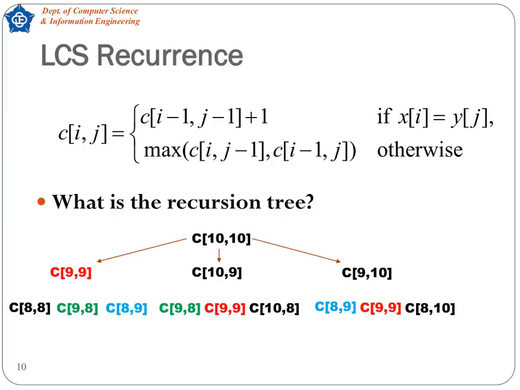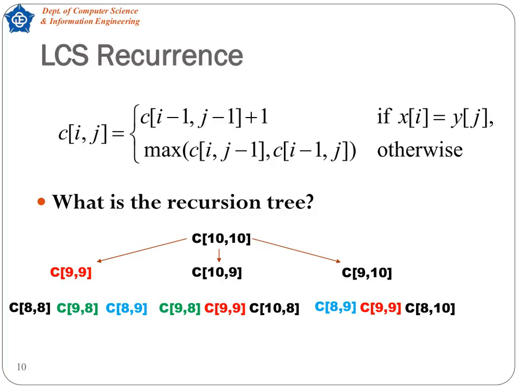Building on that, let's recall the classic LCS recurrence. To compute C[i, j], if x and y match, we take C[i-1, j-1] plus 1. Otherwise, we pick the larger of C[i, j-1] and C[i-1, j]. Now, picture calculating C[n, 10]. Because x does not equal y, we're forced to compute both C[n, 9] and C[9, 10]. Each of those calls, in turn, splits again whenever the characters don't match.